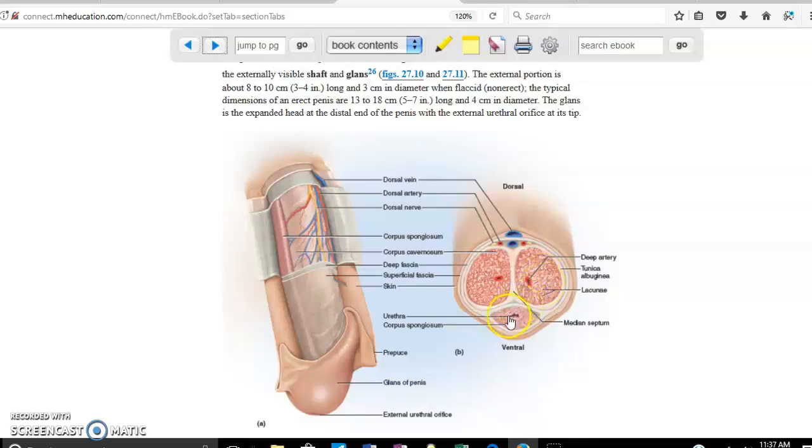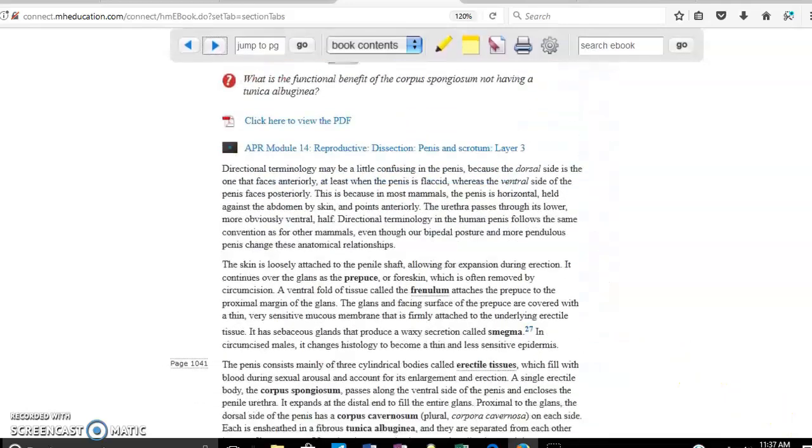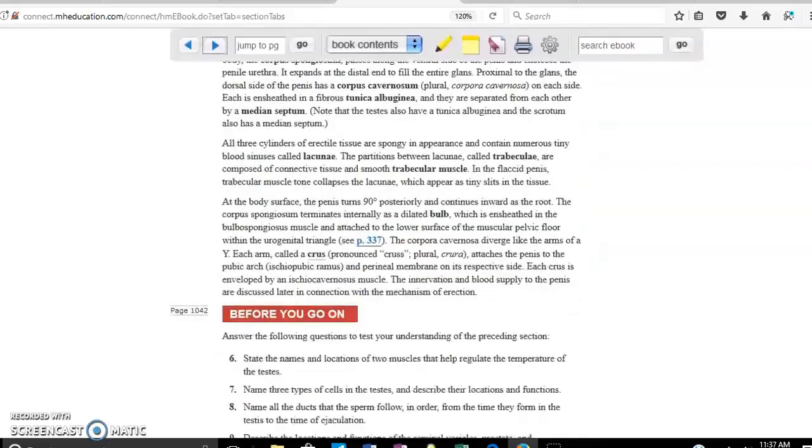So right here in the corpus spongiosum, you see the urethra. That's the tube that is going to be used in order to allow the spermatozoids to come out. The urethra is also part of the urinary system, and obviously is used for urination, and that's about it.